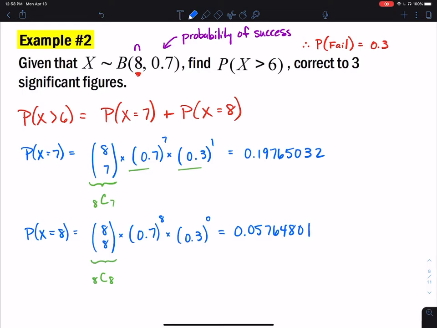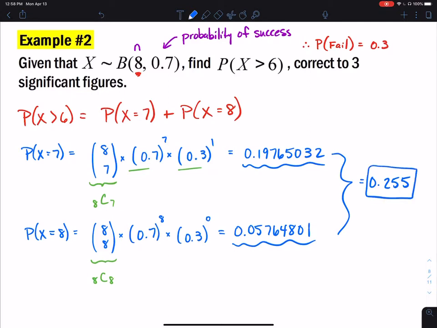And I know that that seems like a lot of work, but it's really for your best interest. So what we're going to do is add these two numbers together. And when we add these two values together here, now we can round to 3 significant figures, and you should get 0.255. Boom, that's it.